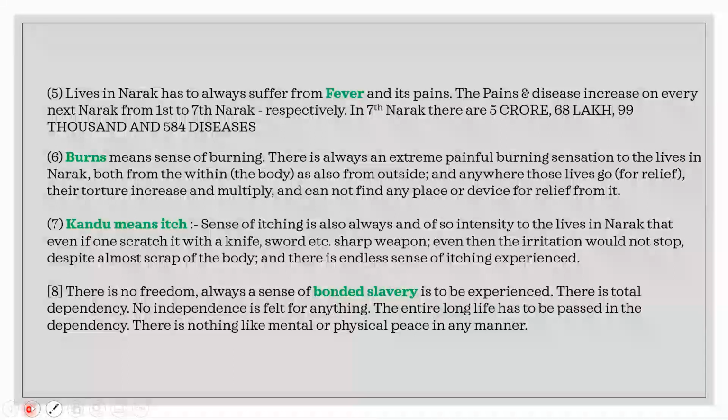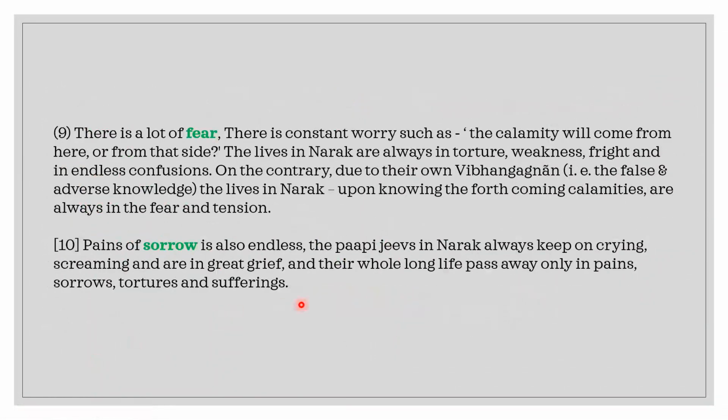Now, the eighth is the pain of slavery. So there is no freedom in Narkavas. The Jeeves of Narki always want to die, but they are unable to die because of the Vaikriya Sarir. So there is no independence. They have a constant feeling of dependence, and there is no mental or physical peace of any manner. Then the ninth pain is the pain of fear. The pain of fear is very, very big. Because of their avdhignan, or what we call vibhangnan, they are able to see the upcoming torture or calamity. So they know that some Parmadhamis are coming their way and how they are going to torture them. Because of that constant vibhangnan, they are in constant fear, and they spend their whole life in fear and tension.